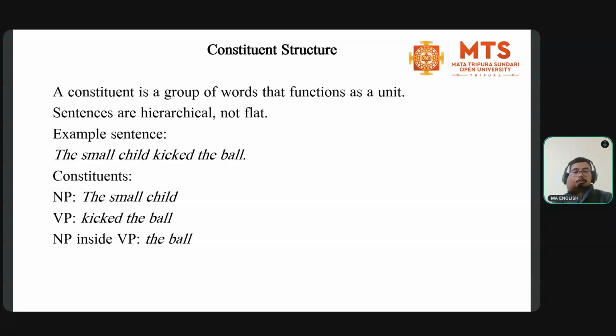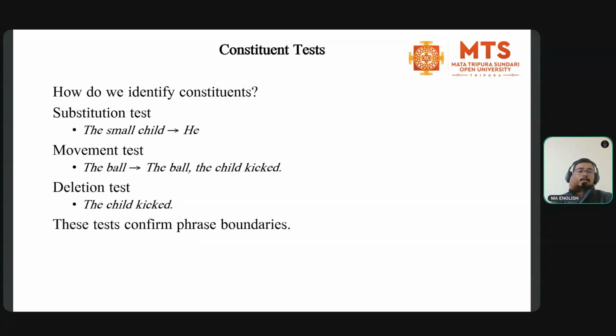All right, now let's move on to the constituent test. So the question is, how do we know which words form a constituent? So to answer this, linguists use constituent tests. So constituent tests are simple methods used to check whether a group of words is a unit in a sentence. These tests help us identify phrase boundaries.